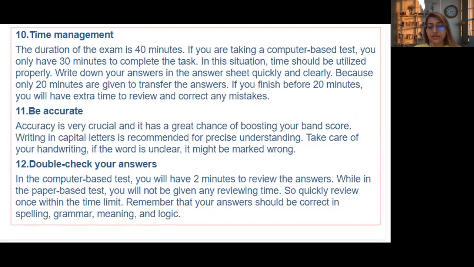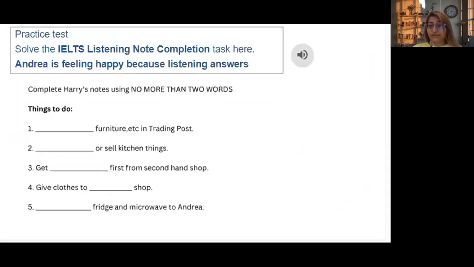Be accurate. Accuracy is very crucial. To boost your band score, write in capital letters so that you have precise understanding. Take care of your handwriting also. Double check your answers. In paper-based, you have 10 minutes, so you can review your answers, check for the spellings, the grammar, and the logic, everything.